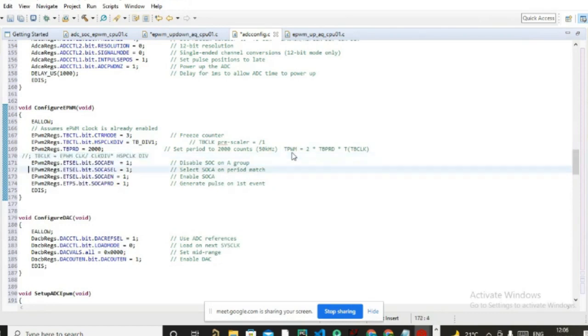So it will be something like this. Okay. So and your EPWM clock is what? You already know your EPWM clock. It is at 100 megahertz. Okay.